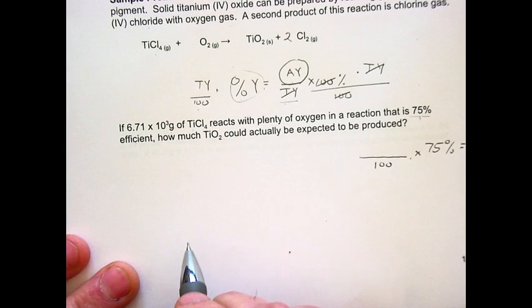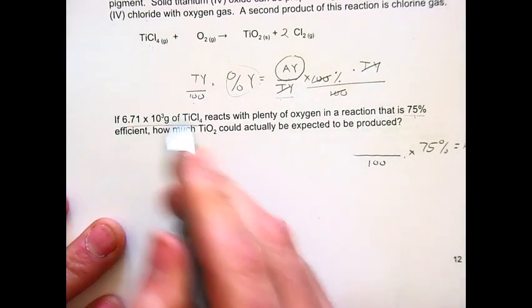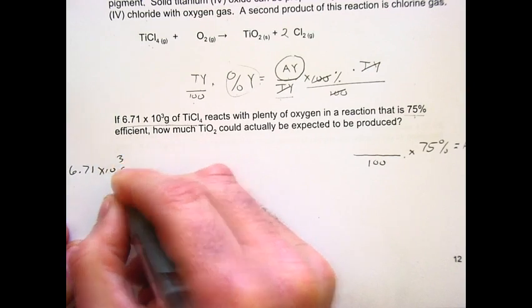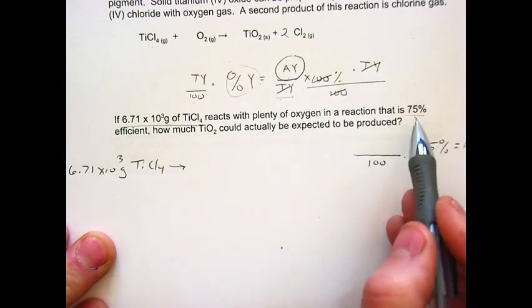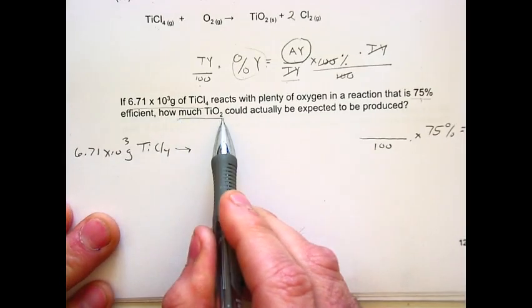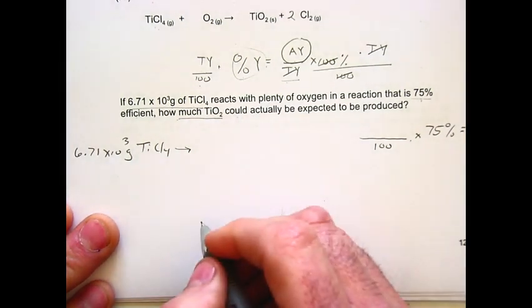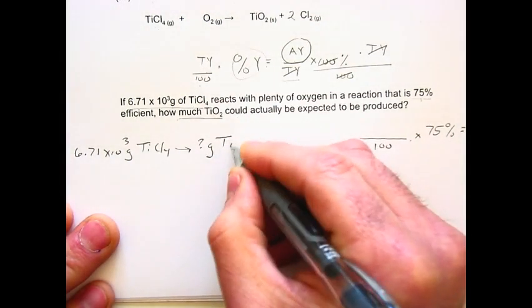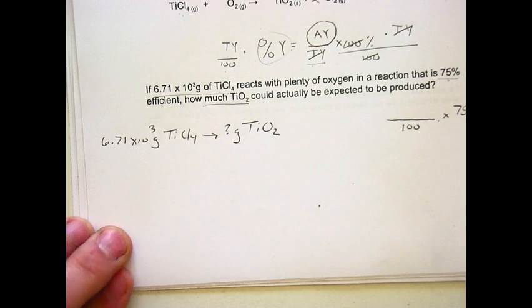So now we need to do a mass-to-mass stoichiometry. The amount that they give us is a reactant. So that is our starting point: 6.71 times 10 to the third grams of titanium(IV) chloride. And since they're asking for how much TiO2 could be produced, that is going to be our unknown. Since we're dealing with masses here, that's how many grams titanium(IV) oxide could be produced. So we go ahead and set up our problem by looking at our equalities.